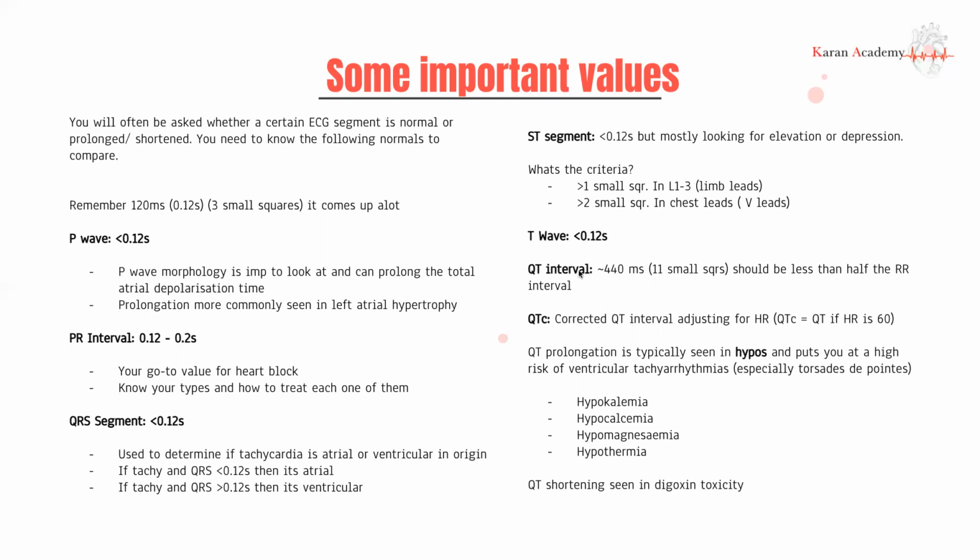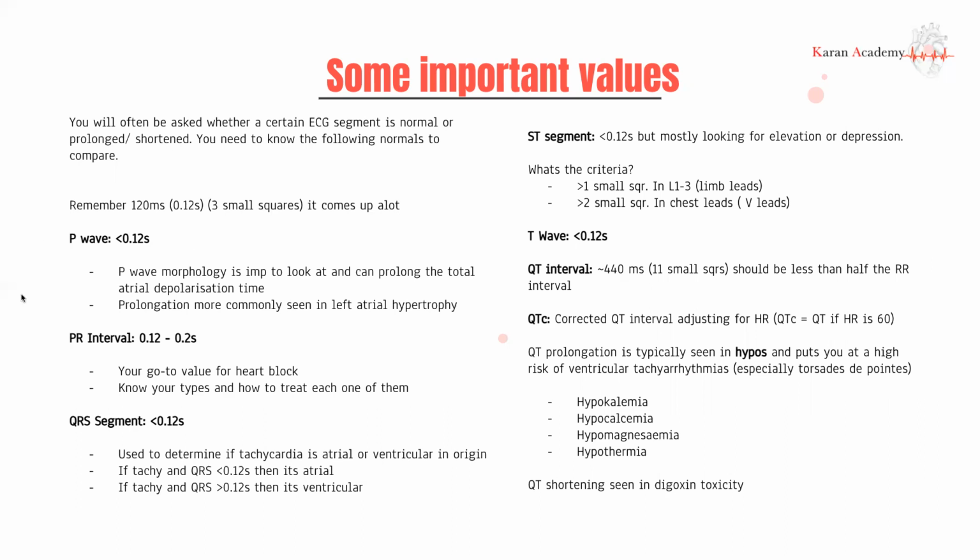The next important one is the QT interval, which is usually 440 milliseconds and should be less than half of the PR interval. We do not look at the QT interval in most cases, but instead look at something called the QTc, or the corrected QT interval. So QT corrected. Why do we correct the QT?